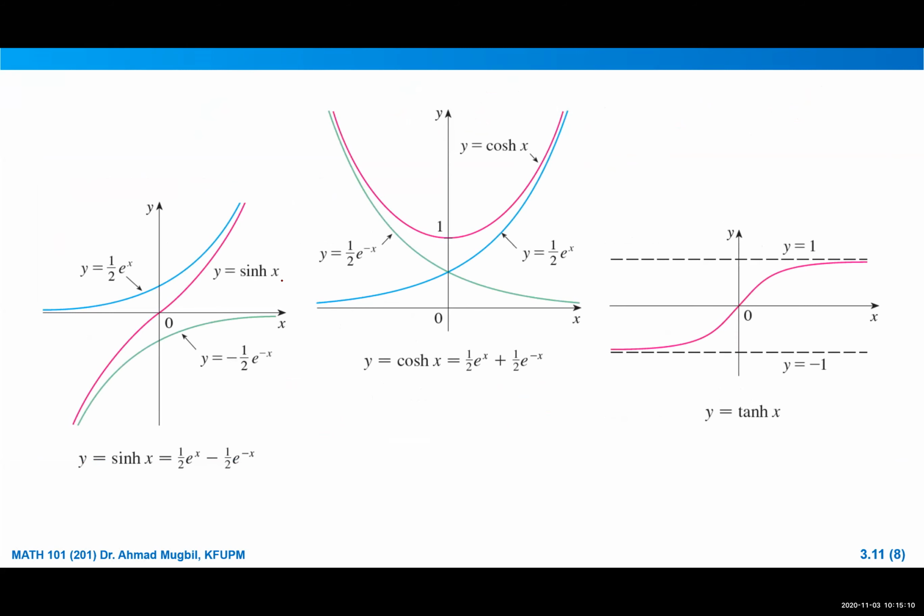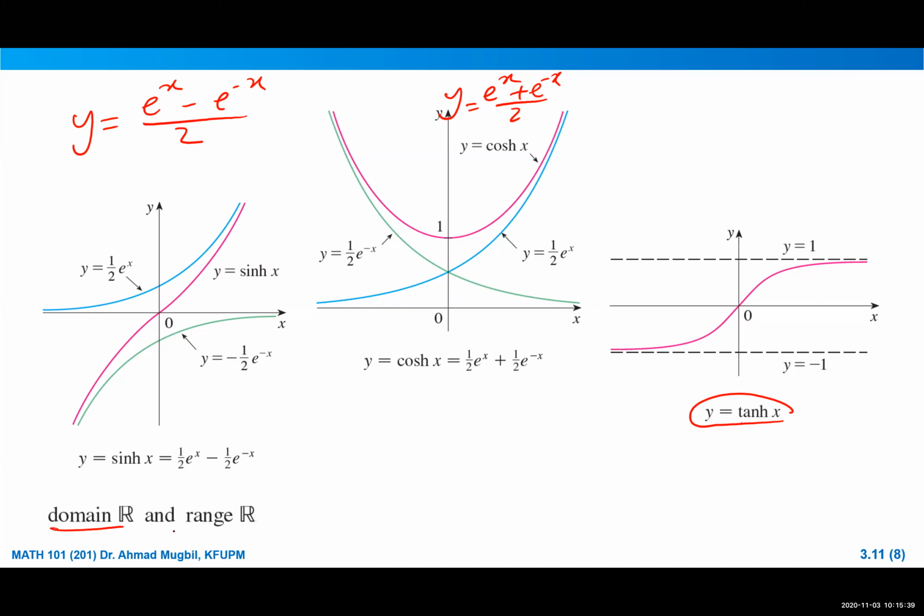This is the graph of sine hyperbolic. If you sketch this function, here it is, the red one. You can see this is the graph of cosine hyperbolic, e to the power x plus e to the power negative x over 2. And this one is the graph of tangent hyperbolic. As you can see from the graph, Shabab, the domain and the range of sine hyperbolic are all the real numbers. For cosine hyperbolic, the domain is all the real numbers, but the range is the closed interval from 1 up to infinity.